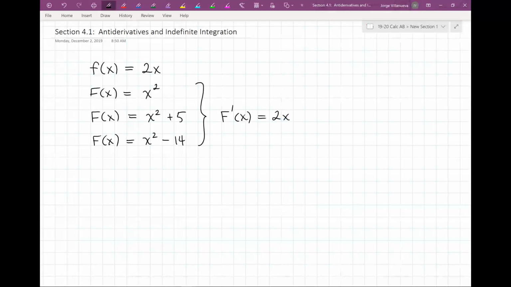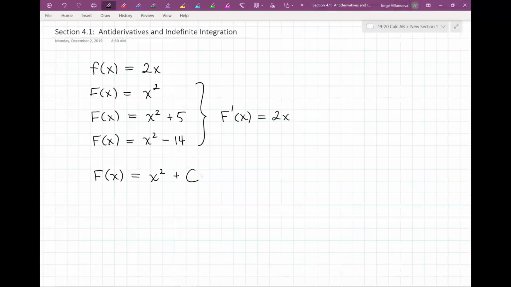So how many possibilities could I write for big F of x? I mean, can I write like 100 different ways? Right, just change the number, and just give it a different constant, and I'll still have a 2x. So what we say is that the original function must have been x squared plus some constant, right? We don't know what the value of c is.